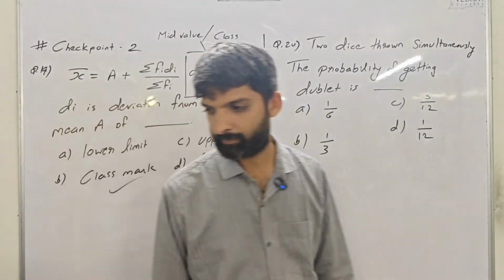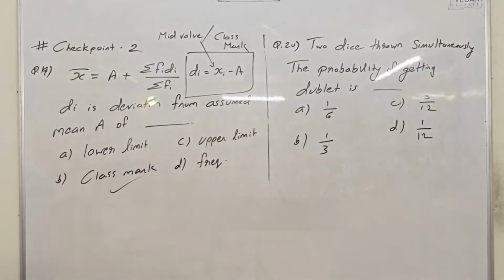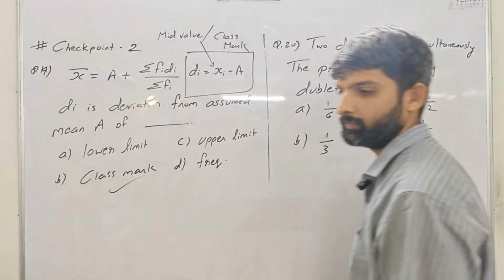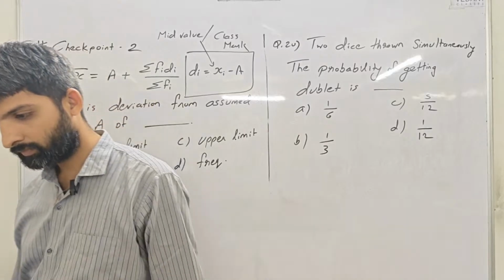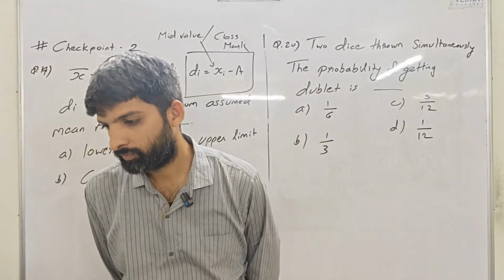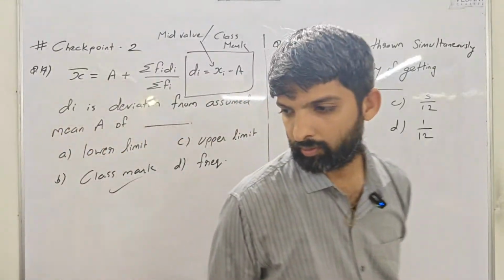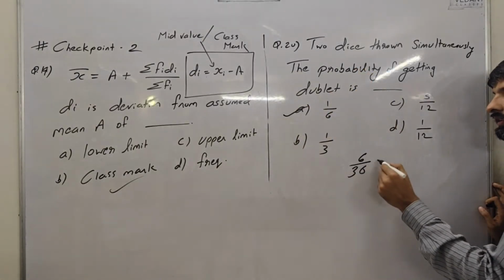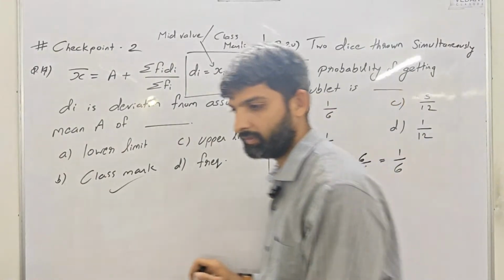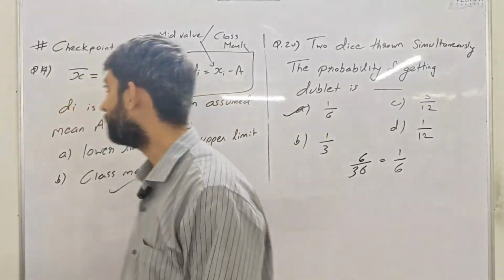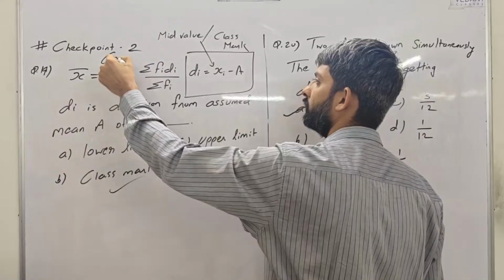Okay. Option A is the right answer because 6 such cases are there. So it is 6 by 36. Answer is 1 by 6. Perfect. So here we completed the checkpoint number 2.